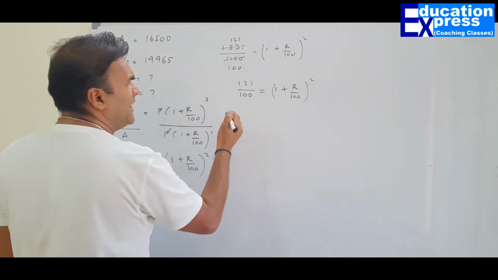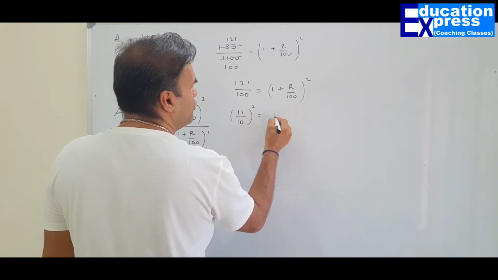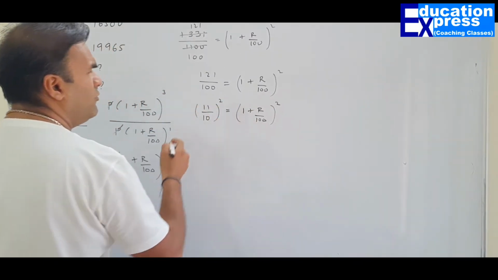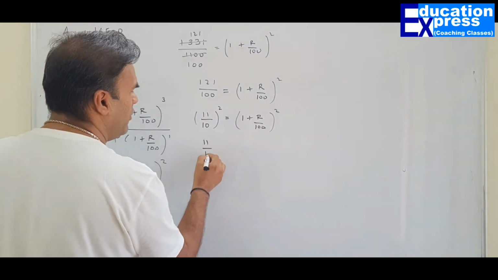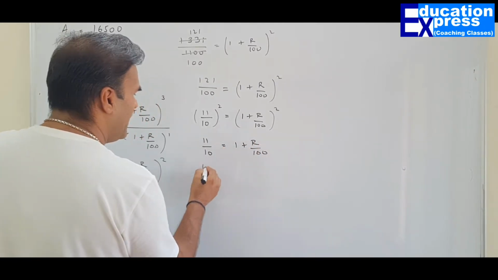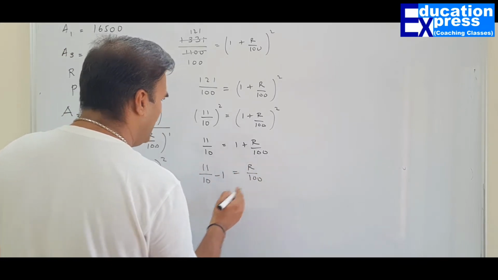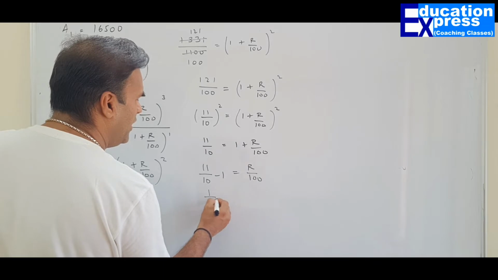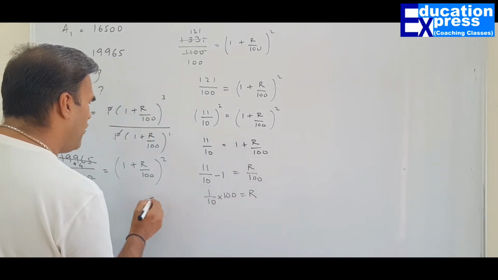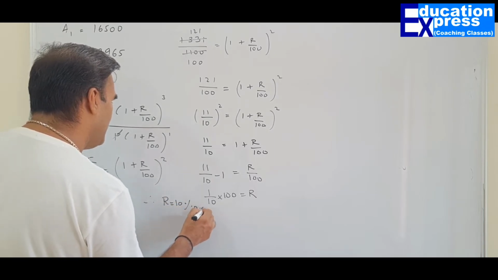As I told you, this has to be a square. (11/10) squared equals (1 + R/100) squared. Can you remove the square from both the sides? 11/10 equals 1 + R/100. 11/10 minus 1 equals R/100. That would give you 1/10 into 100 equals R. Therefore, R equals 10% per annum.